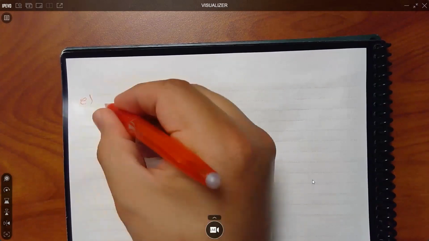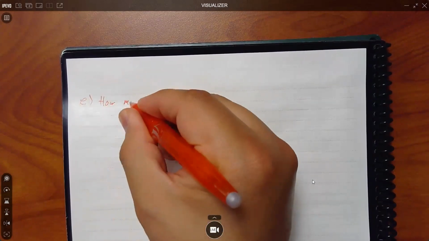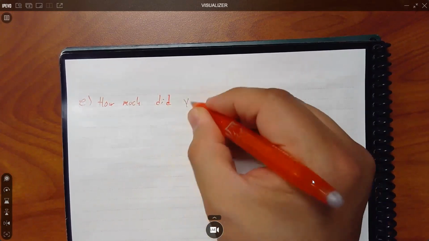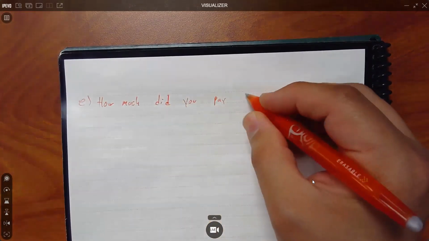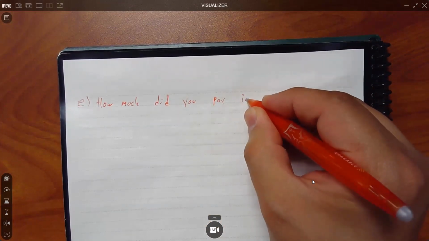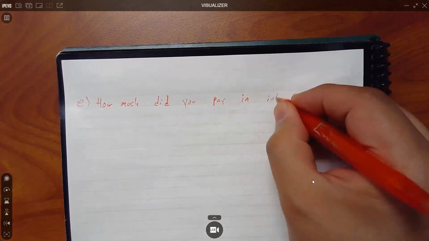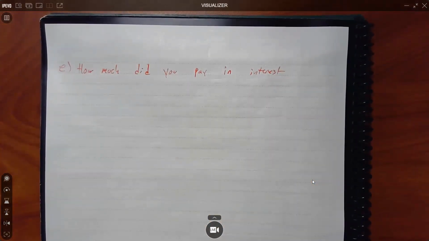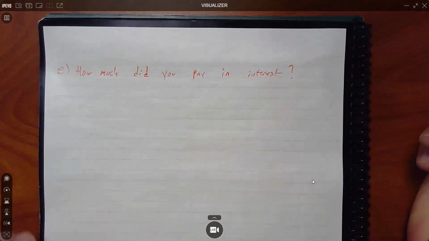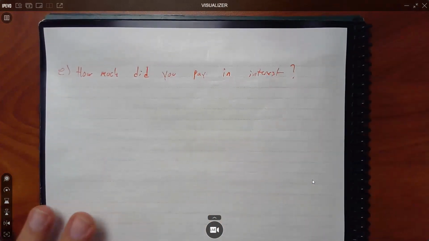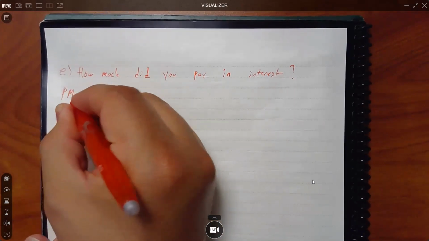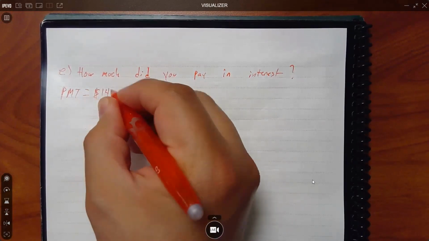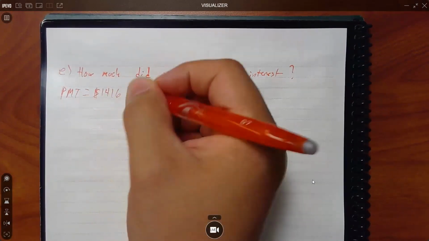So E, how much did you pay in interest, or in total? Okay, so I'm going to round to the nearest dollar. So we found the payment to be $1,415, right? Or let's round it to $1,416, nearest dollar.